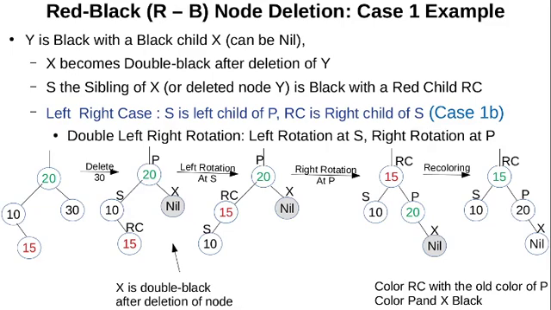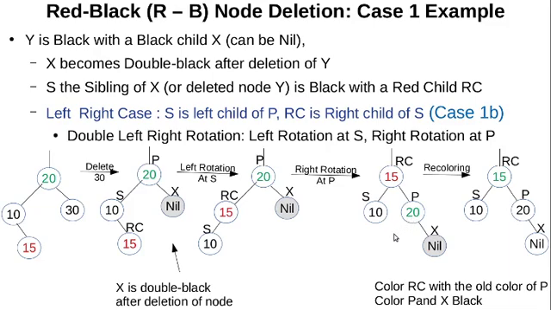Double left-right rotation is a two-step process. In step 1, we carry out the left rotation at S. And in step 2, we carry out the right rotation at P. First, let's carry out the left rotation at S. When we carry out the left rotation at S, RC moves up and S falls on its left. Next, we carry out the right rotation at P. When we do right rotation at P, RC moves up and P falls on its right.